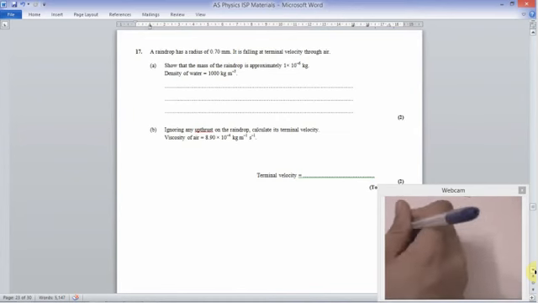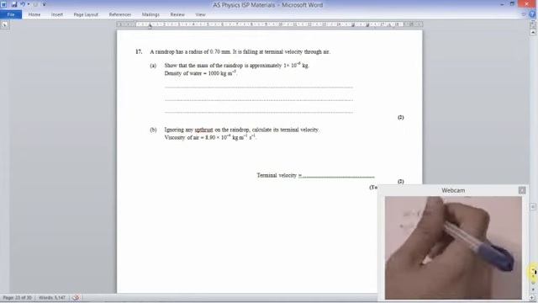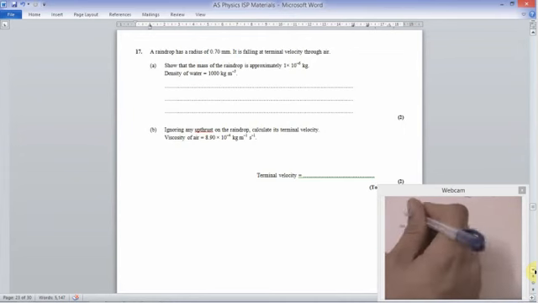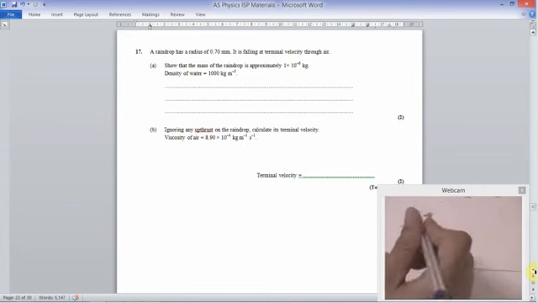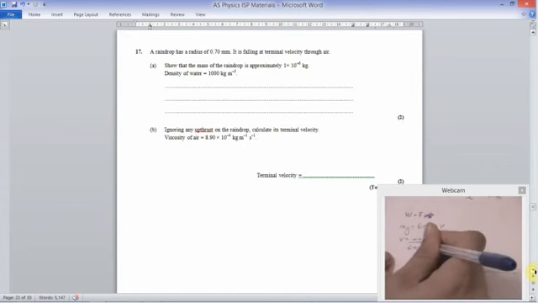So weight is mg. Viscous drag is 6 pi r eta v. They want us to show what the terminal velocity is, so we need to rearrange for v. V is going to be equal to mg over 6 pi r eta. Well, we have all those values.